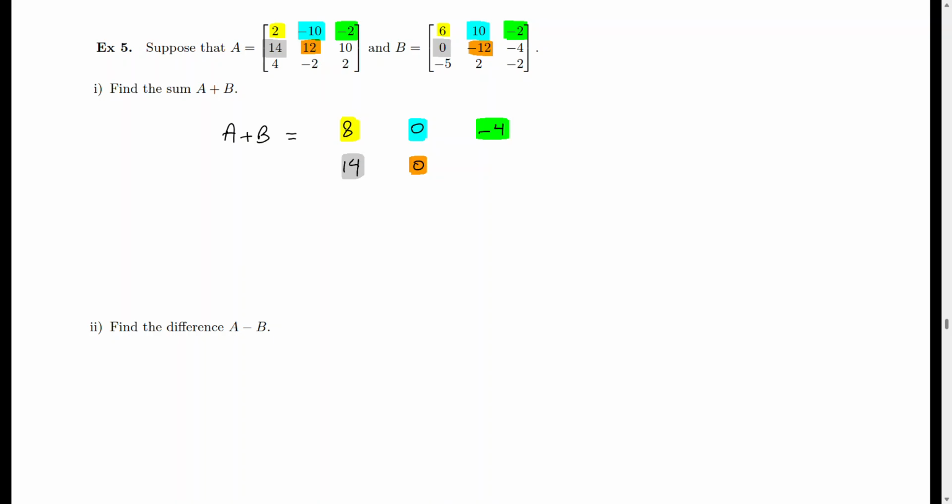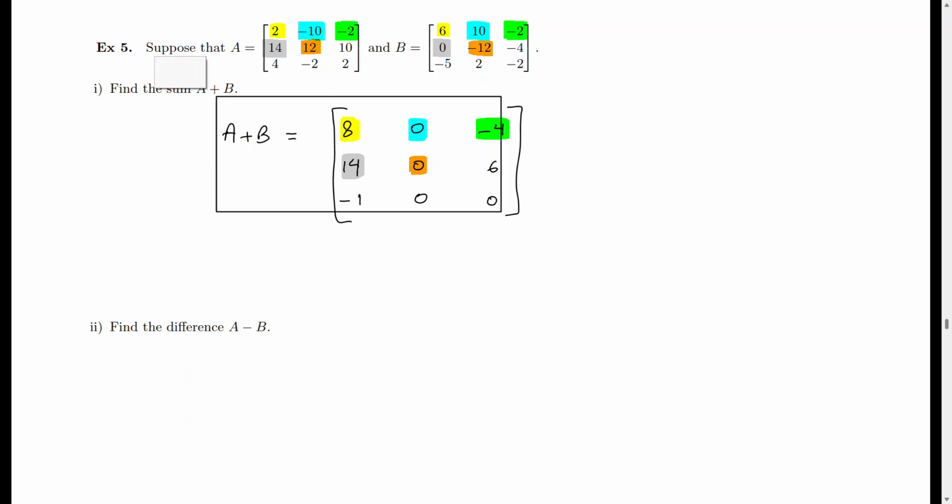So I'll continue doing the rest of this. 10 minus 4 when added will be 6. 4 when added to negative 5 will give me a negative 1. Negative 2 when added to 2 will give me a 0. And finally, 2 with the negative 2 added again will be 0 as well. And the size of the final answer is a 3 by 3 matrix as well.